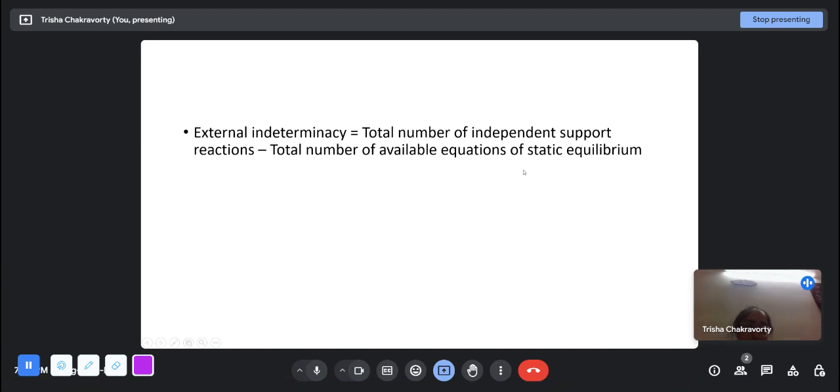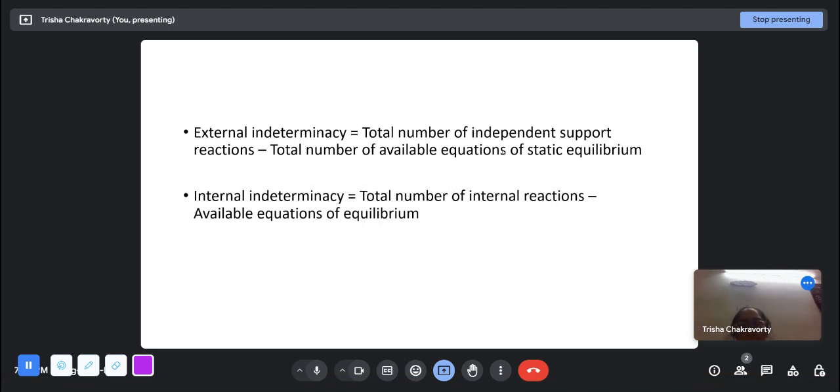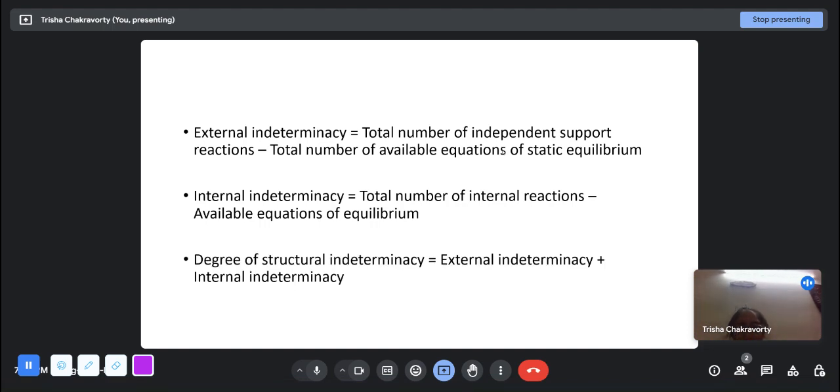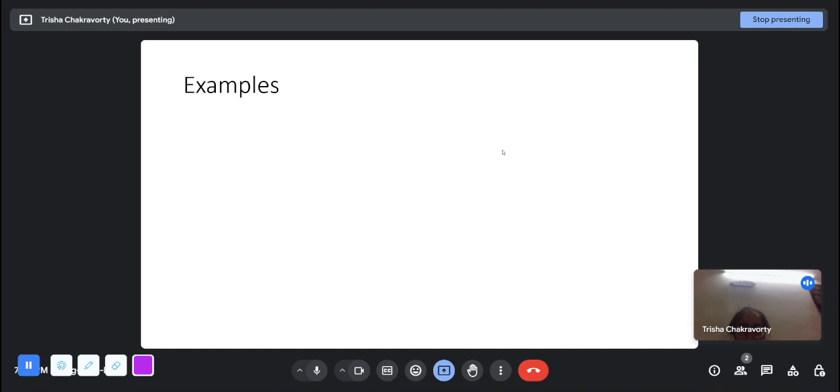The available equations of static equilibrium are always 3 in a 2D plane and always 6 in a 3D space. Internal indeterminacy is the total number of internal reactions minus the available equations of equilibrium, and the degree of total structural indeterminacy is the sum of these two, external indeterminacy and internal indeterminacy.